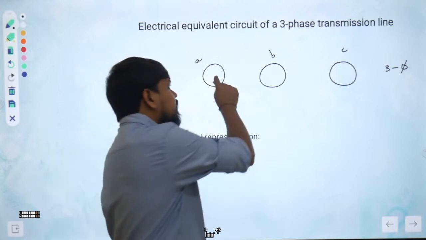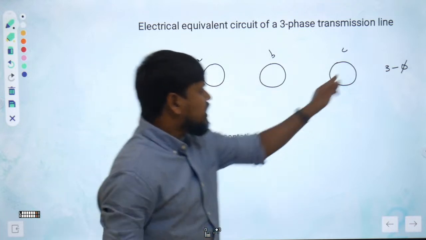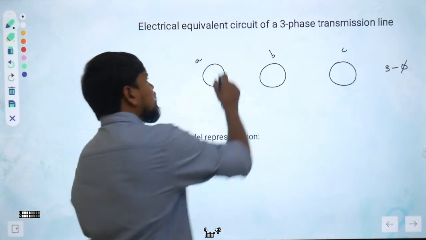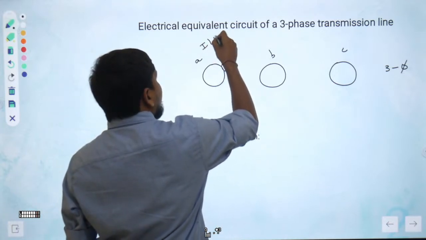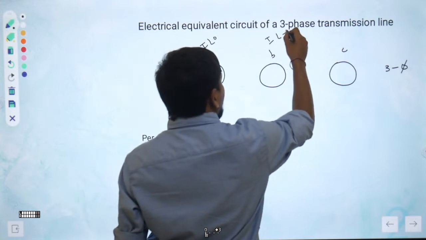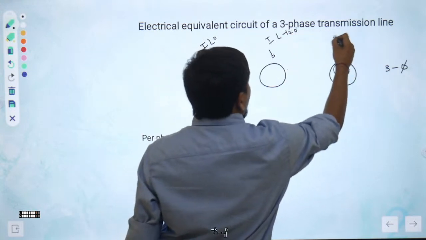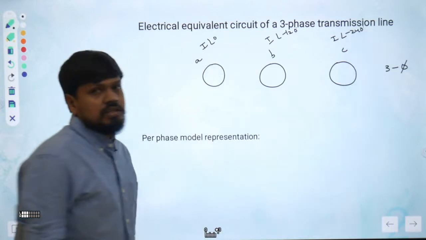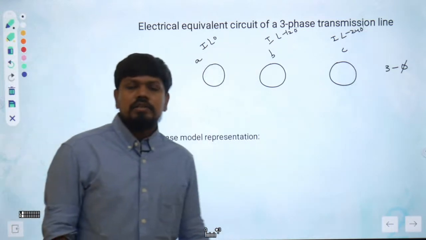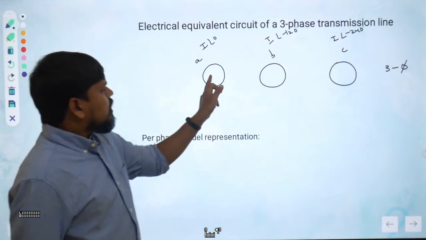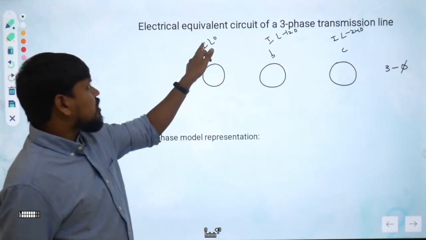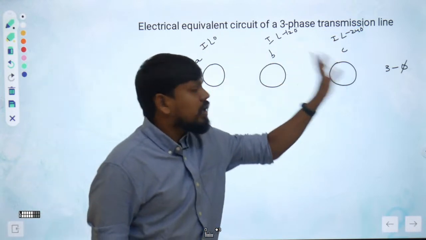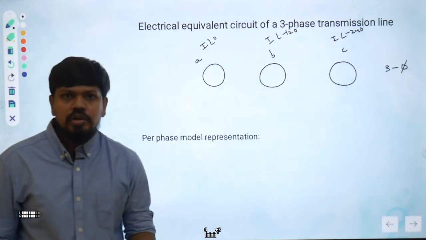How much current flows in this? The same current flows, but this is a three phase system, right? So definitely I am giving I at an angle of 0, I at an angle of minus 120, and I at an angle of minus 240. Those are the three currents, understanding, right? But you see, the magnitude of current in each one is the same.